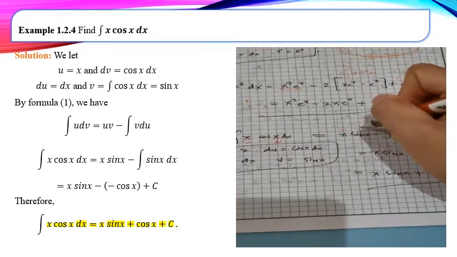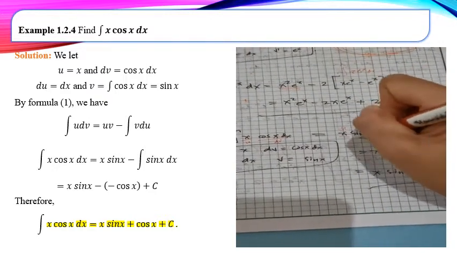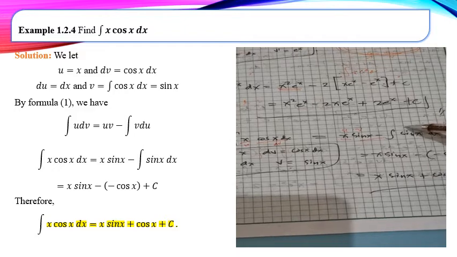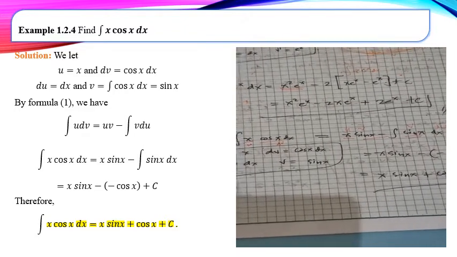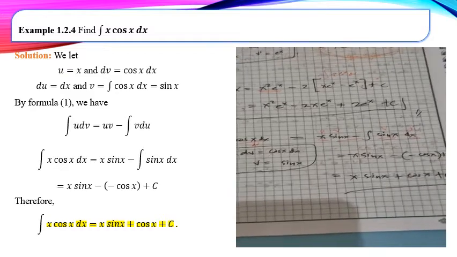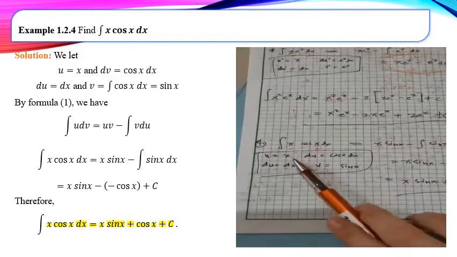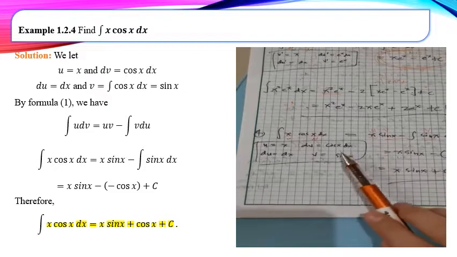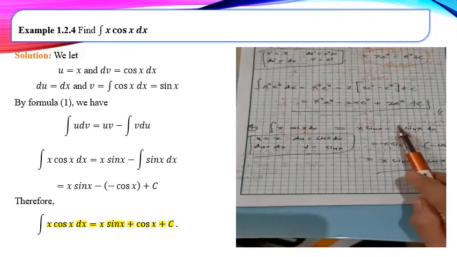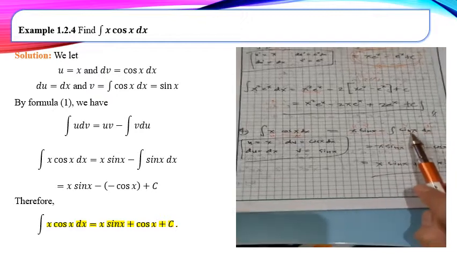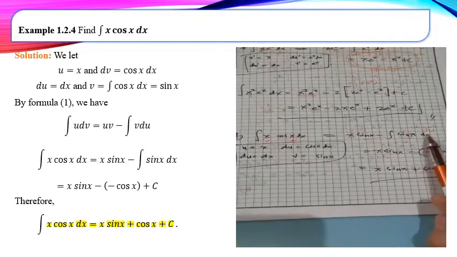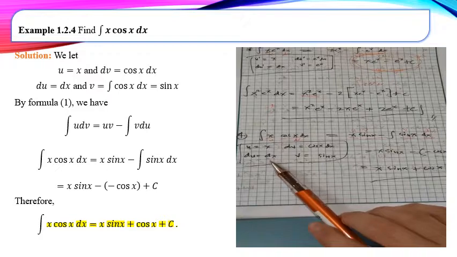So, we have u, v. Ito yung u natin. Tapos, this one is our v minus the integral of v, si sine x, and then du, si dx. Okay, so x galing dito, si sine x galing dito, and then integral minus, given na yan, given na din sa integral sign. Sine x, yan yung v natin, and then dx, yan yung nakuha natin na du.